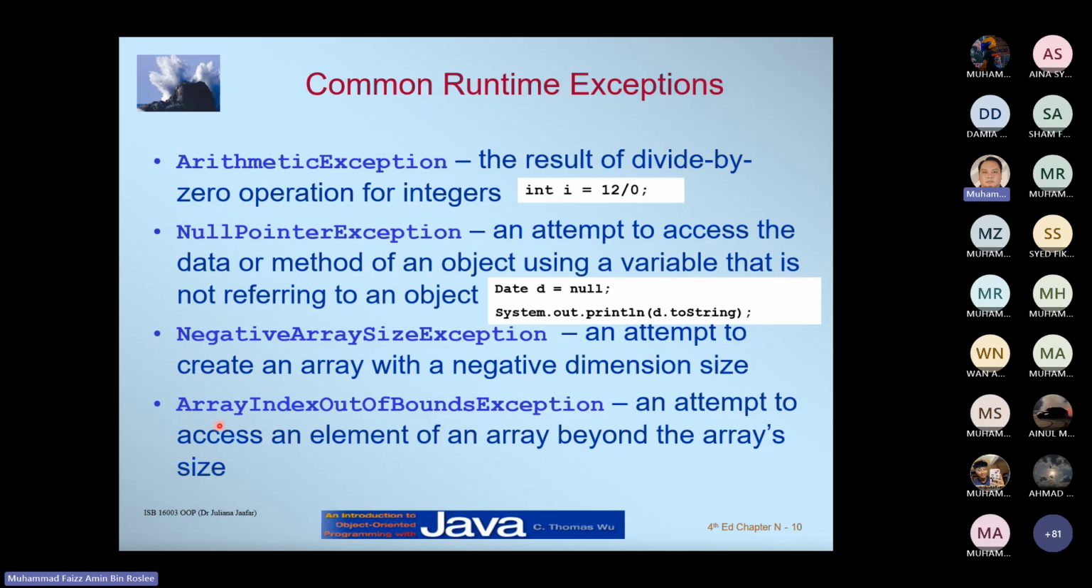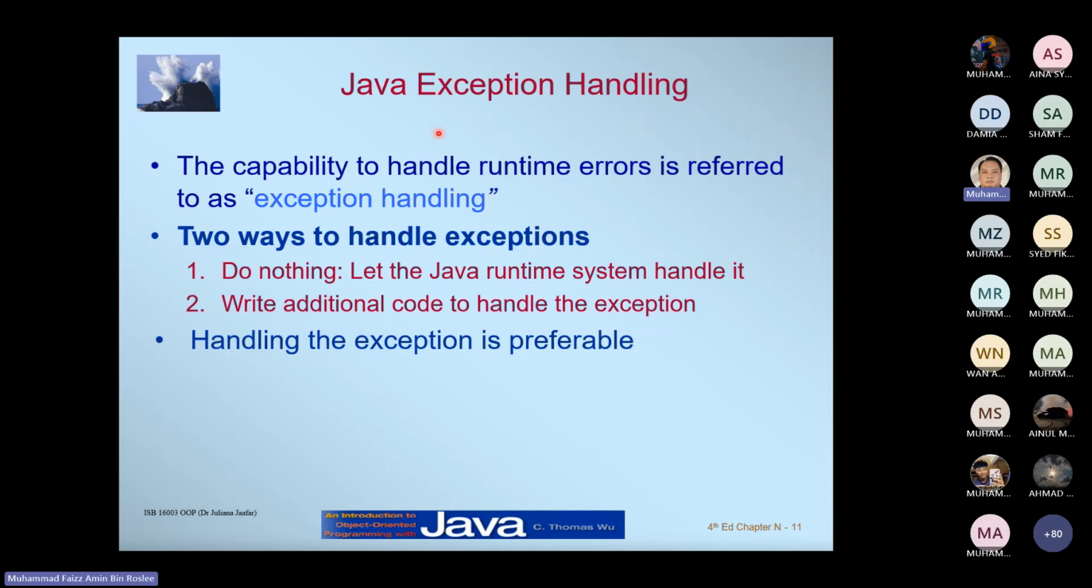Okay, let's see what is array index out of bound. I think we already saw the example previously. Basically, it's an attempt to access an element of an array beyond the array size. Like in the previous example, you try to access array element 4 while your array only has 3 values, right? That's not going to work in Java, and it will throw the array index out of bound exception.